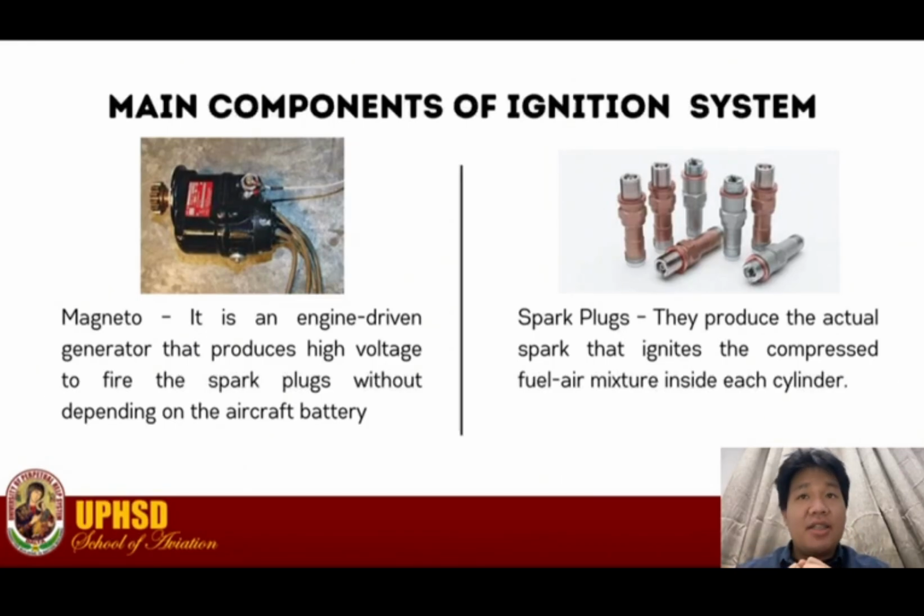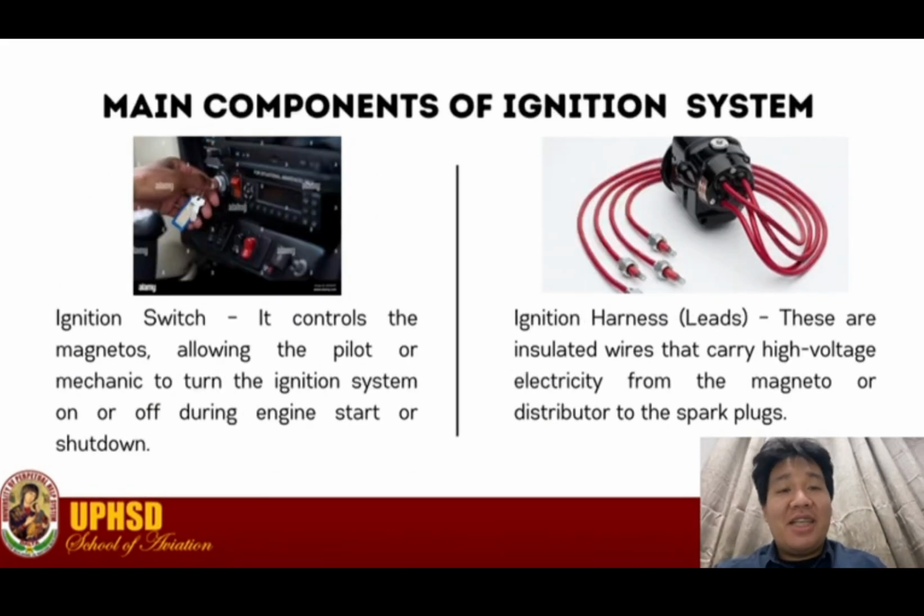And the next one, we have spark plugs. This part delivers the spark into the engine cylinder. The electricity from the magneto jumps across the spark plug's gap to ignite the air and fuel mixture inside. In short, the magneto makes the electricity, and the spark plug uses the electricity to make a spark that burns the fuel. And for the next one, we have the ignition switch and the ignition harness.